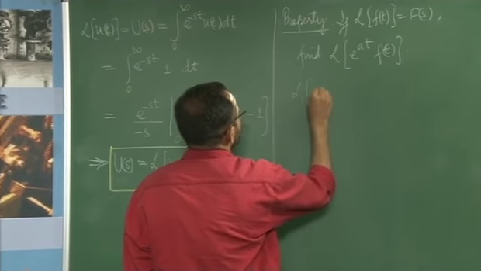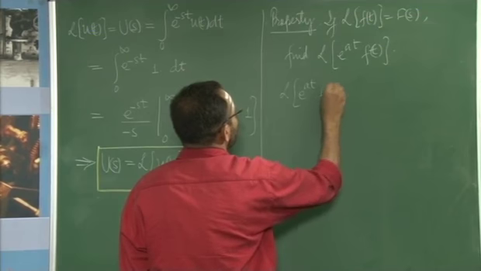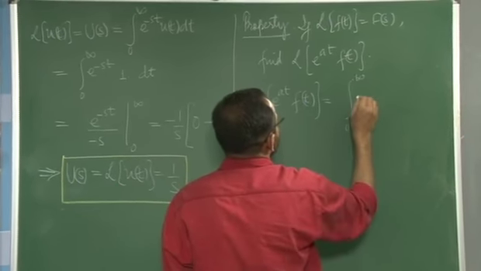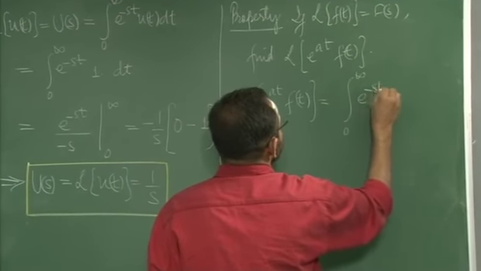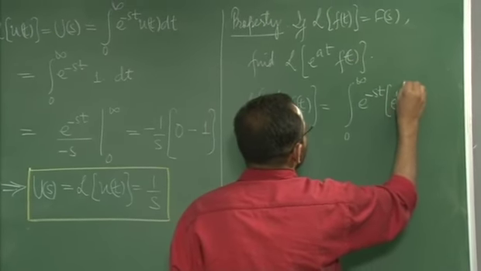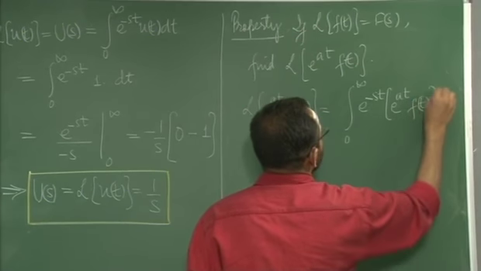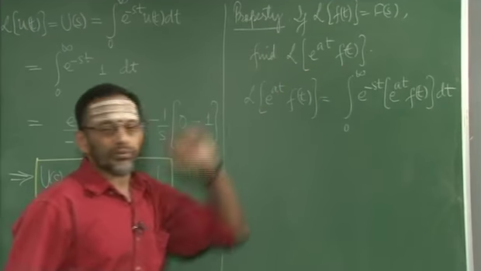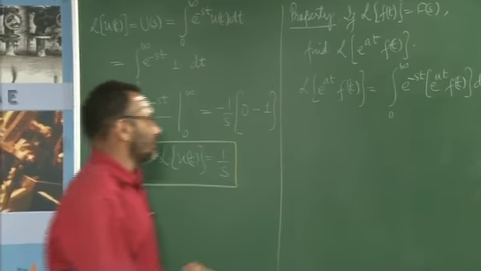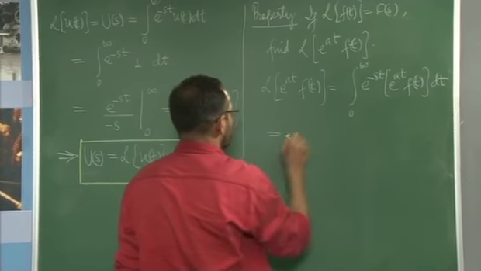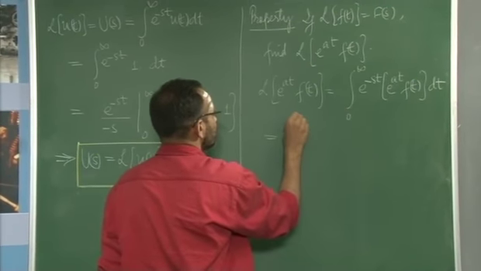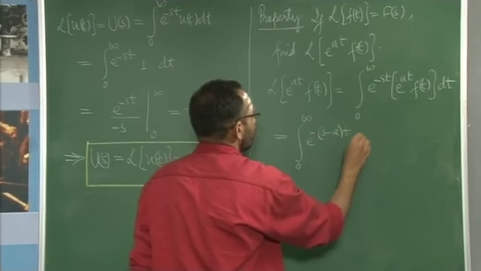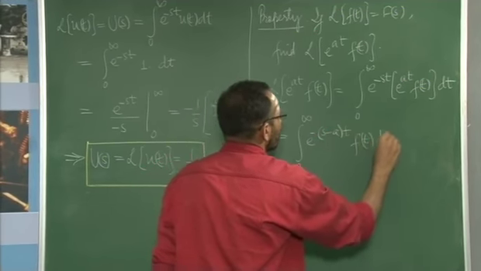The Laplace transform of e to the power of a t f of t is simply the integral from 0 to infinity of e to the power of minus s t into e to the power of a t f of t dt. Instead of f of t, I am now writing e to the power of a t f of t, because I want to compute the Laplace transform of that. Now, I will combine these two exponents, and then I am going to write this as the integral from 0 to infinity of e to the power of minus (s minus a) t f of t dt.